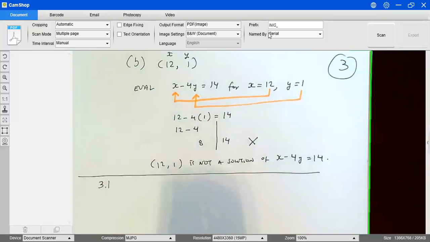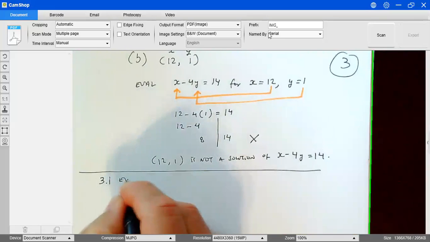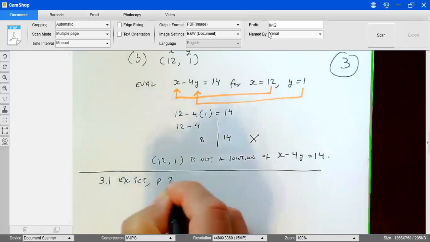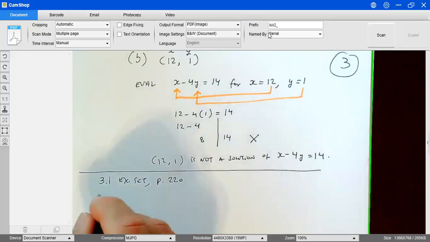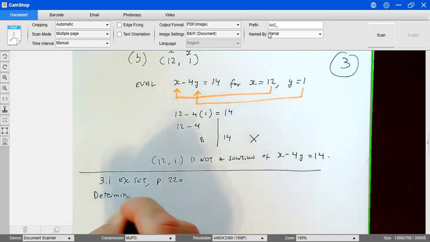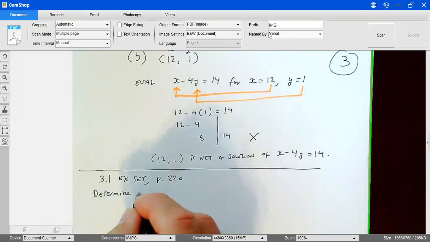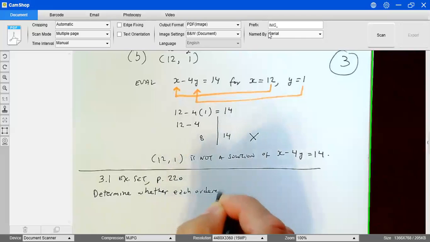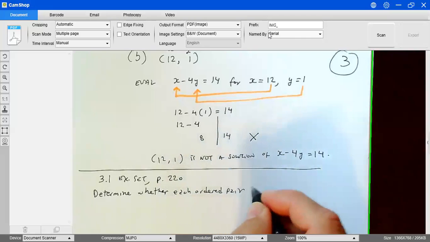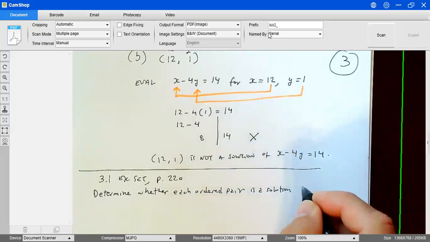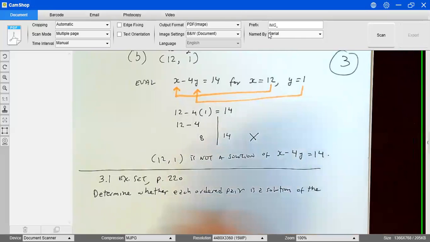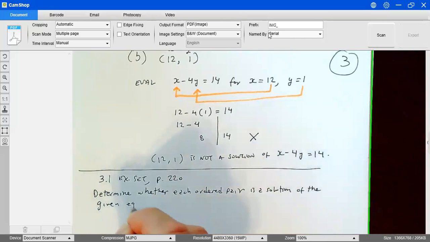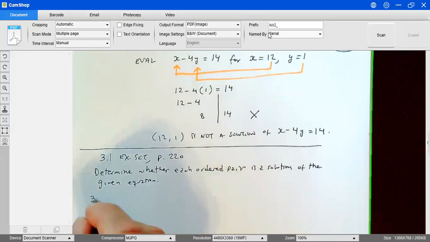So now you're going to work other exercises from the same exercise set. You're going to go and check 3.1 exercise set on page 220, and you're going to determine, so the directions are going to be the same. You're going to determine whether each ordered pair is a solution of the given equation. So you're going to work 3 problems.